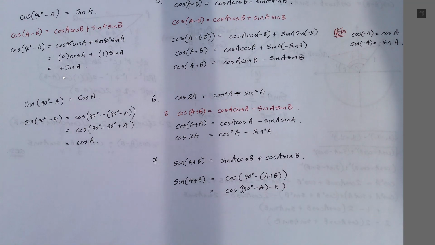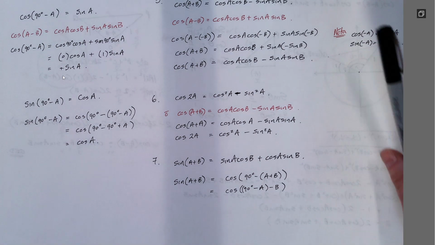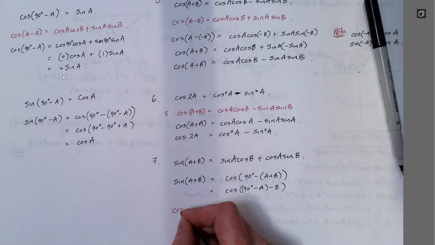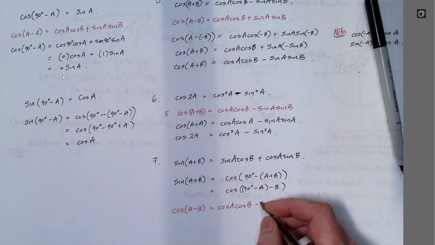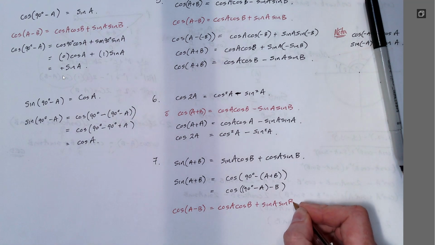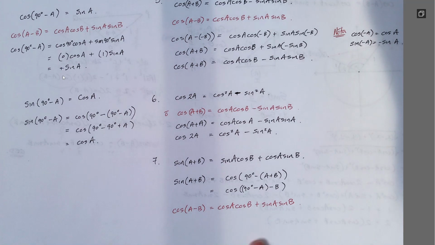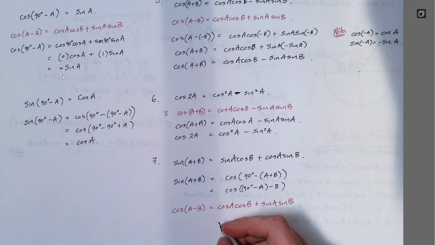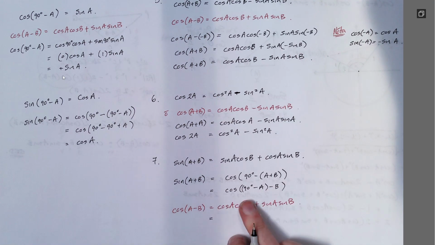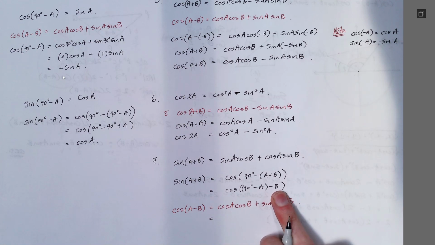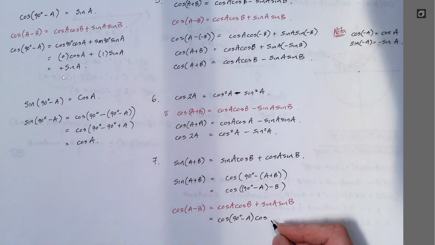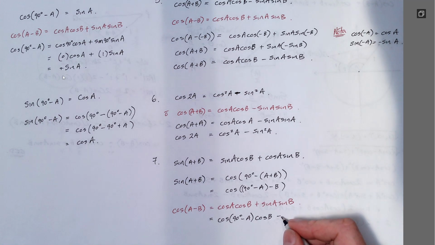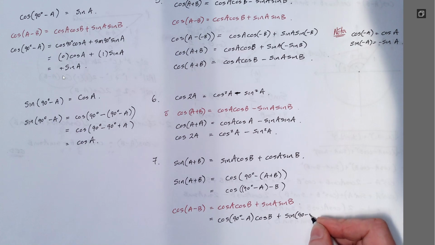Now we use the formula for cos of A minus B, which is cos A cos B plus sin A sin B. So cos of the bracket 90 degrees minus A and B gives cos of 90 degrees minus A times cos B, plus sin of 90 degrees minus A times sin B.